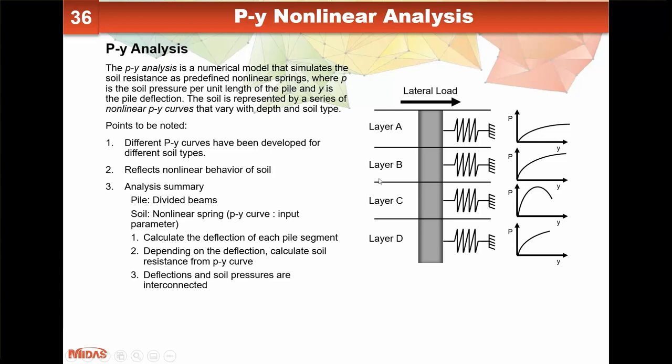So in this slide, or in this figure, for example, layer A has a P-Y curve like this. Meaning to say, if your lateral load is at this level, then the deflection is this. The K, or the stiffness of the soil, is not just P over deflection, but it shows a nonlinear behavior. Also, layer B can be like this. Then if you go to layer C, the P-Y curve is like this, and so on.